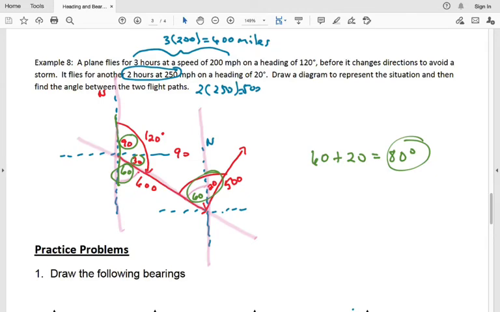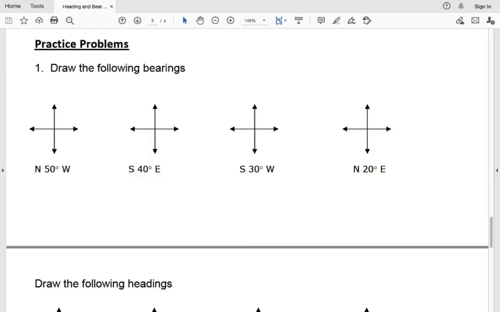Okay, let's do some practice problems. Okay, these problems are just wanting you to draw the following bearings. Remembering a bearing is whenever we tell you what direction from either the north or south we're going. They're always going to be acute angles. So this time they want us to go 50 degrees west of north. So here's the north and here's the west. So we'll start here and we're going to go in the west direction 50 degrees from the north. So this angle right here is the 50 degrees.